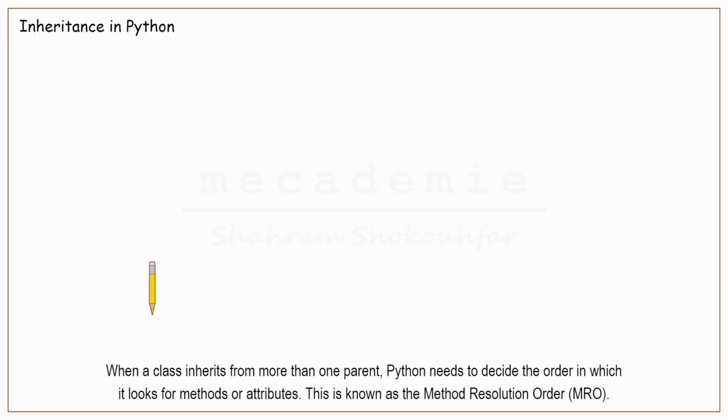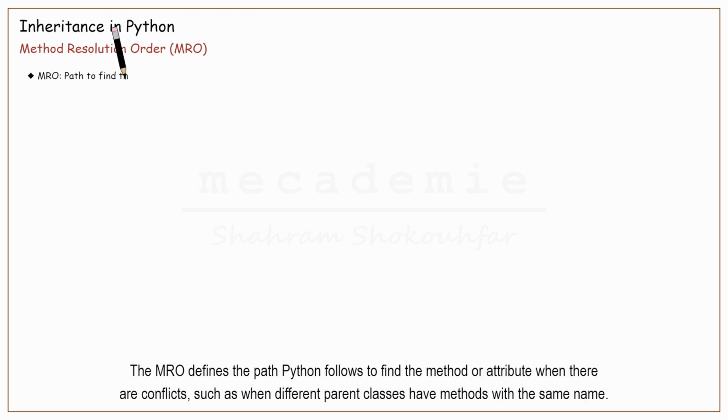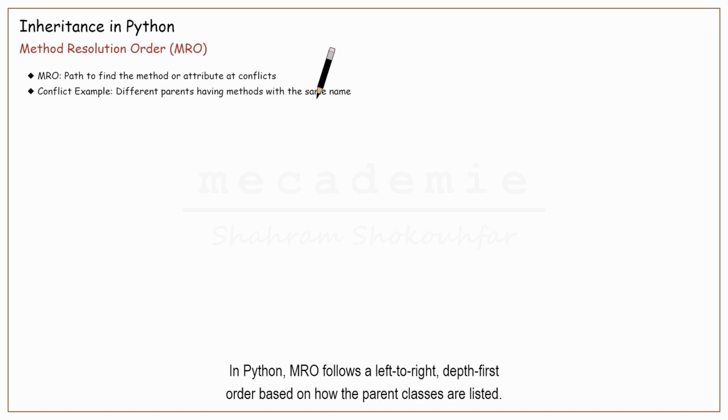When a class inherits from more than one parent, Python needs to decide the order in which it looks for methods or attributes. This is known as the method resolution order, or MRO. The MRO defines the path Python follows to find the method or attribute when there are conflicts, such as when different parent classes have methods with the same name. In Python, MRO follows a left-to-right depth-first order based on how the parent classes are listed.